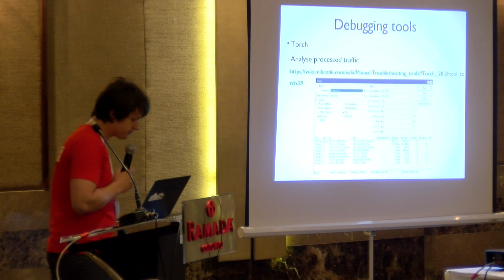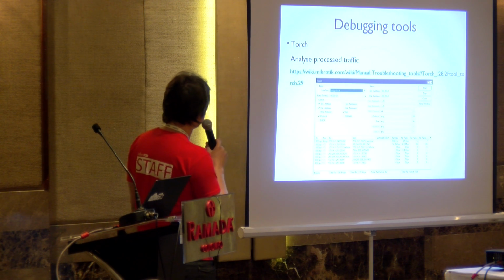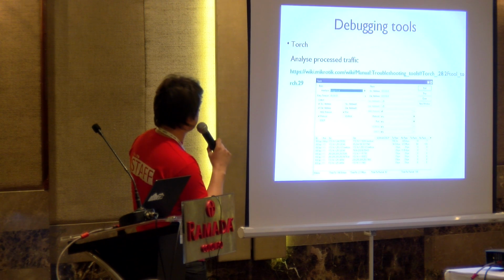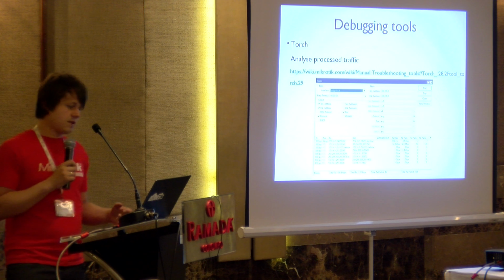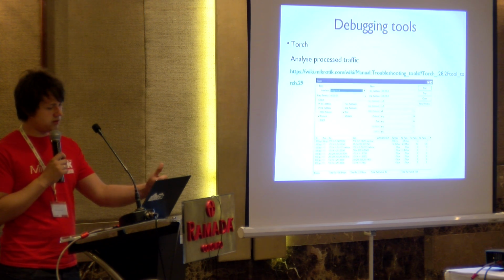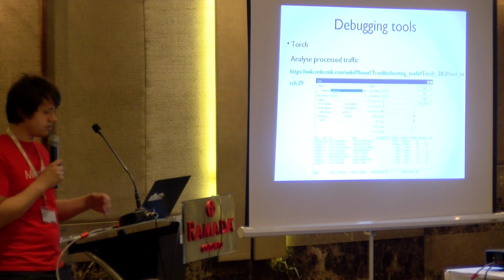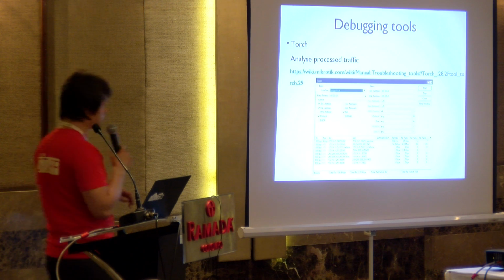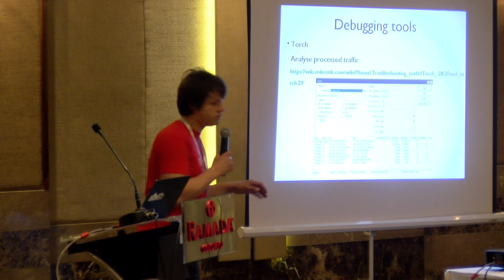And there are also some traffic debugging tools. For example, Torch. You can just specify the interface you want to check, and the router will instantly show you all the sources and destinations, what is being used for this information, how much traffic each host is consuming, what service is being used, and so on.